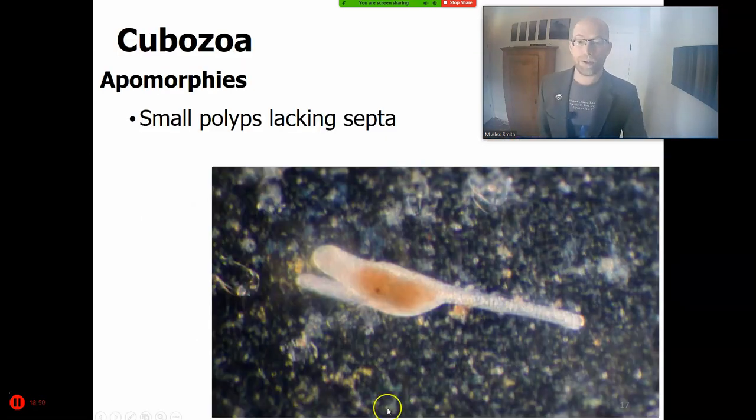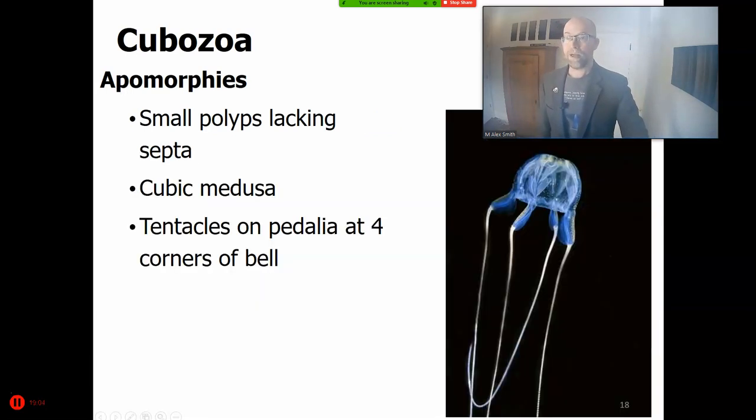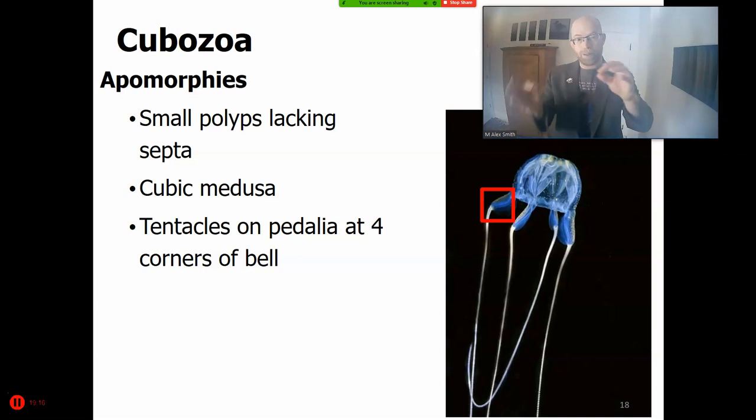So very, very small polyps that lack the setae. Remember those gastric filaments that taxonomists use to count them? This is about as interesting a picture as you can find. So a very reduced polypoid stage. And cubic arranged, they have four pedalia, or four tentacles arranged at pedalia at the four corners of the bell. So the pedalia there, and the tentacles extending across.